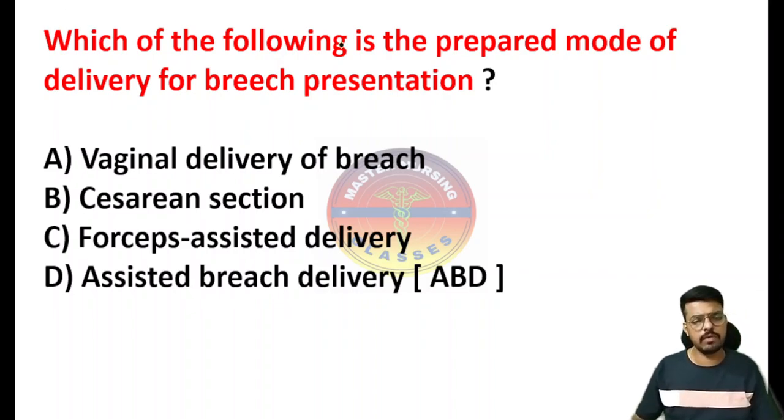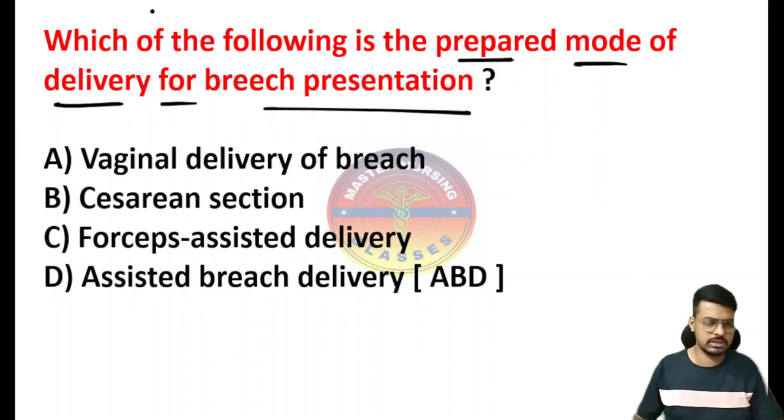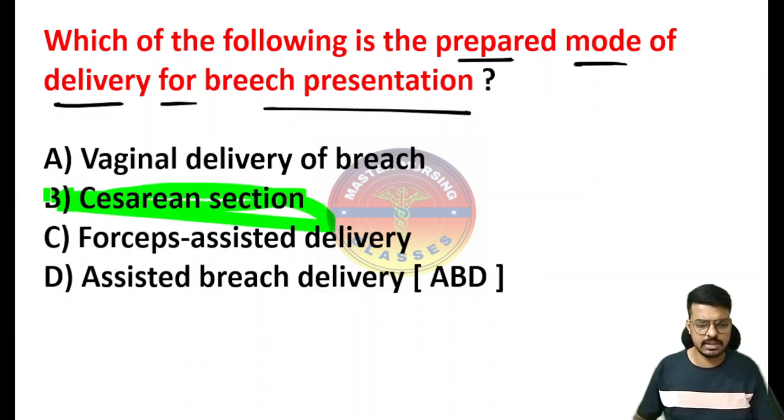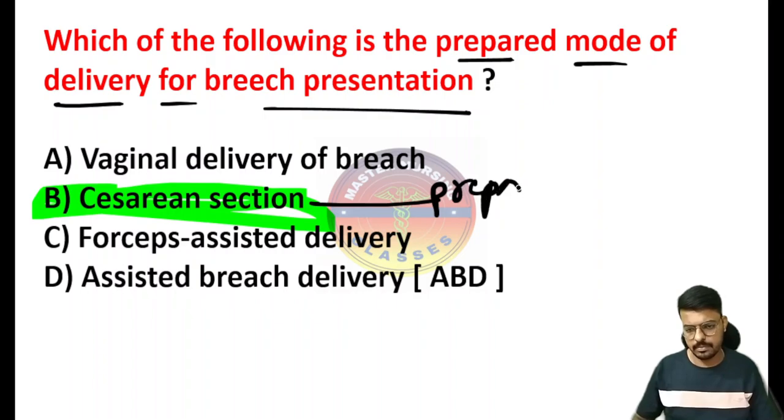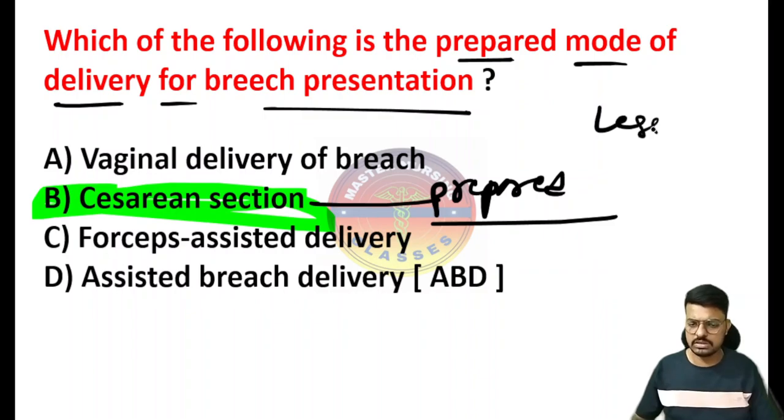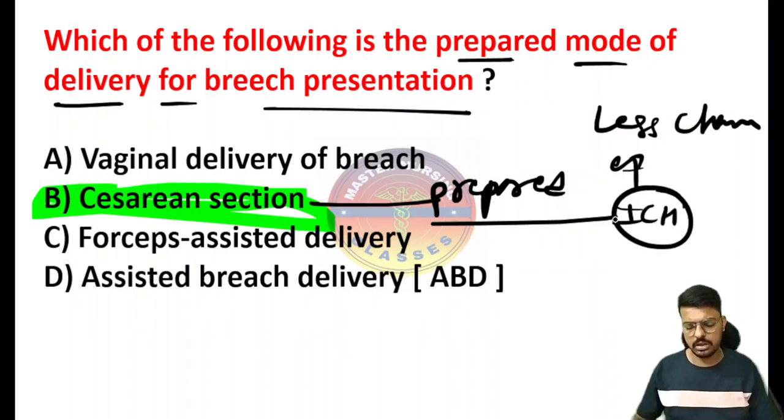Which of the following is the preferred mode of delivery for breech presentation? Just now I have discussed that the cesarean section, or we can say the lower segment cesarean section, is the preferred mode of delivery because of less chance of intracranial hemorrhage. And there are other reasons also. So what are the other reasons?